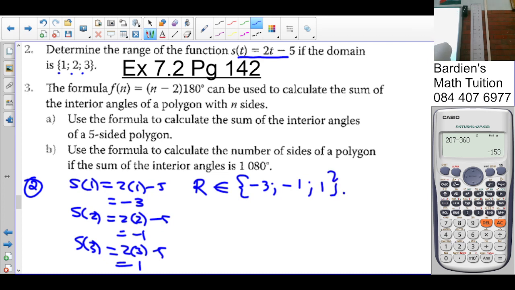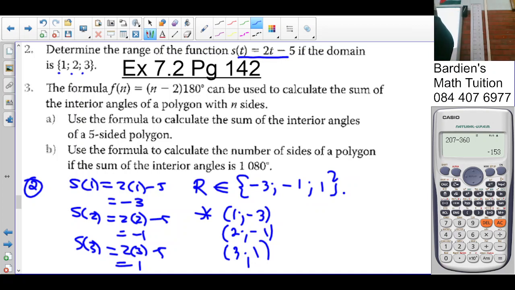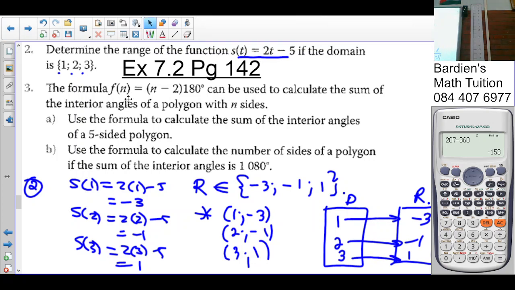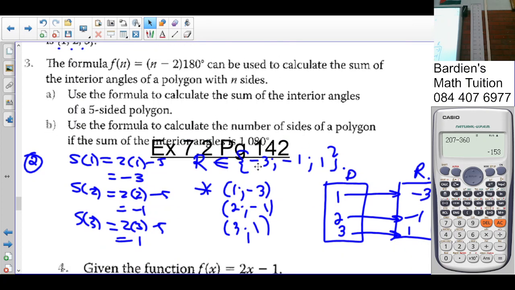You guys understand? They asked you to write it in ordered pairs. This was not asked. It will be (1, negative 3), (2, negative 1), and (3, 1). You see that? They'll ask you to write it as a, what was the other one? It was not a flow diagram, what was this? Mapping, yes. So 1 will map to negative 3, 2 to negative 1, and 3 to 1. This is a mapping, okay? Are you okay with that? Next question.